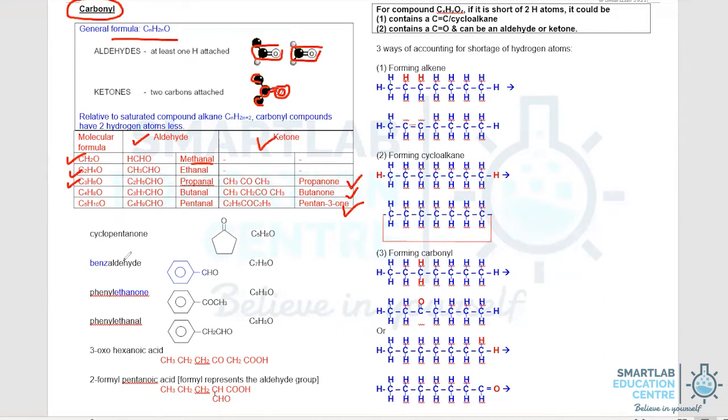In terms of aldehyde, we need to take note there is aromatic aldehyde, which is actually your benzaldehyde. Later, you will learn that benzaldehyde is more stable than your aliphatic aldehydes. So it's important to take note of that.